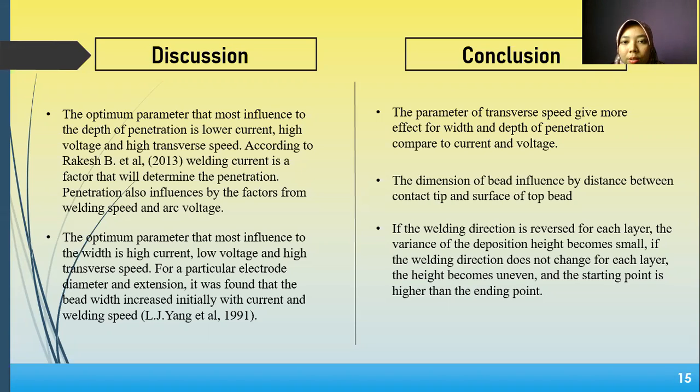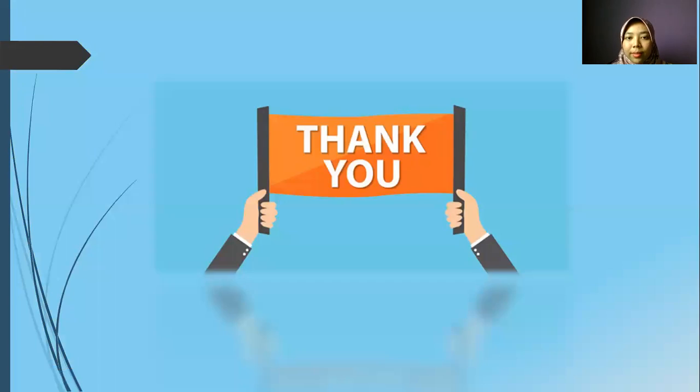As a conclusion, the parameter of transfer speed gives more effect for width and depth of penetration compared to current and voltage. Second, the dimension of bead is influenced by the distance between contact tip and surface of top bead. And last, if the welding direction is reversed for each layer, the variance of deposition height becomes small. If the welding direction does not change for each layer, the height becomes uneven and the starting point is higher than the ending point. That's all from me.